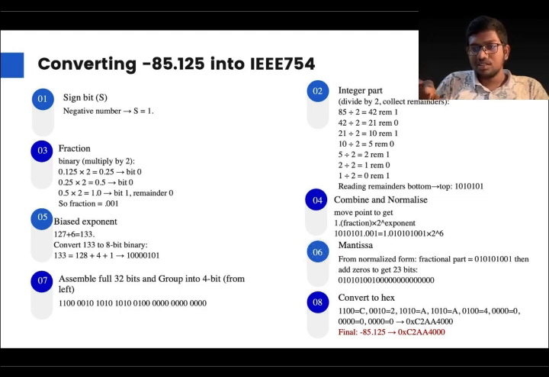The mantissa here is a 9-bit number, so we should add some zeros to get it to 23 bits. We are padding zeros until we get 23 bits. So it becomes 010101001 and some number of zeros to get 23 bits. So we finally assemble all the 32 bits. The first one is the sign bit, which is 1.